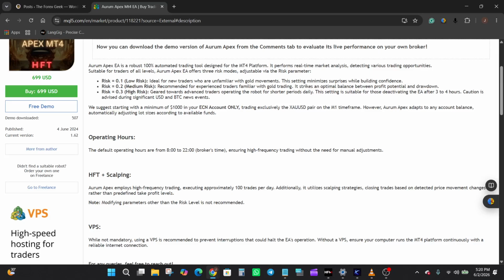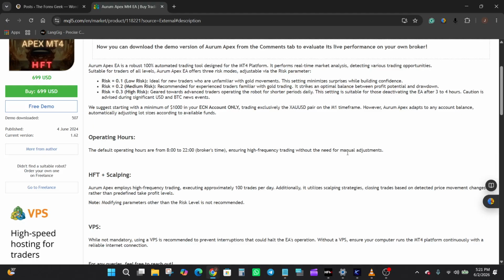Another important detail is the operating schedule. The default trading window runs from 8 o'clock to 22 o'clock broker time, allowing the EA to operate during a defined portion of the trading day without requiring manual schedule adjustments.